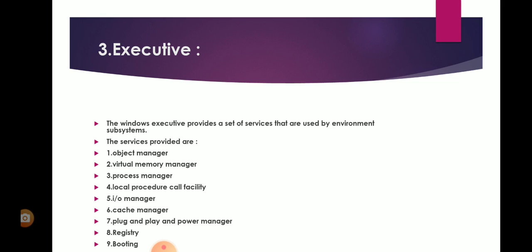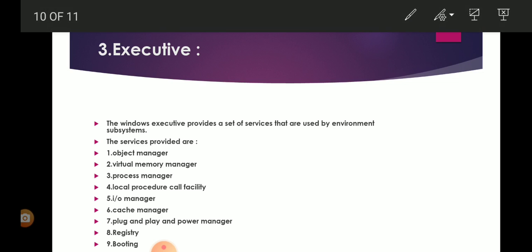And third layer is executive. The Windows executive provides a set of services that are used by environment subsystem. The services provided are Object Manager, Virtual Memory Manager, Process Manager, Local Procedure Call Facility, Input-Output Manager, Cache Manager, Plug and Play and Power Manager, Registry, and the last one is booting.